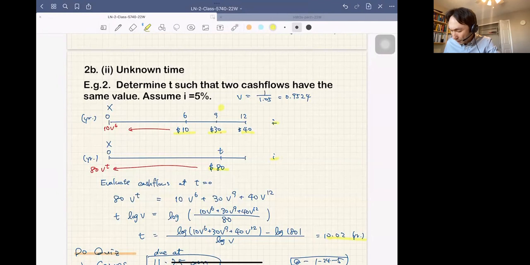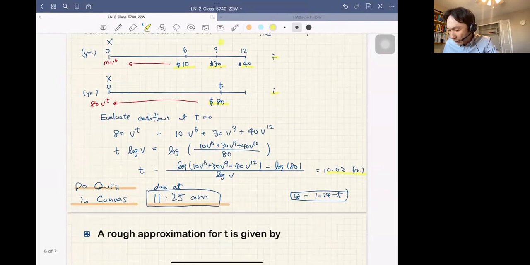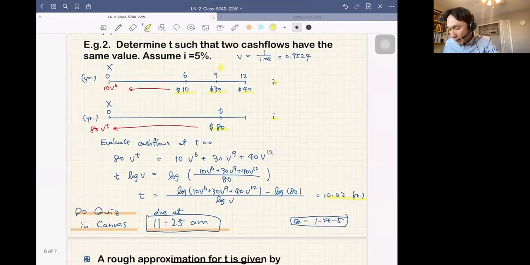So what is T? Last time we compared the two cash flows at time 0. The second person's X should be 80 times v to the power T. And for the first person, X should be 10 times v to the power 6, plus 30 times v to the power 9, plus 40 times v to the power 12. If we solve this for T, we get 10.02 years.